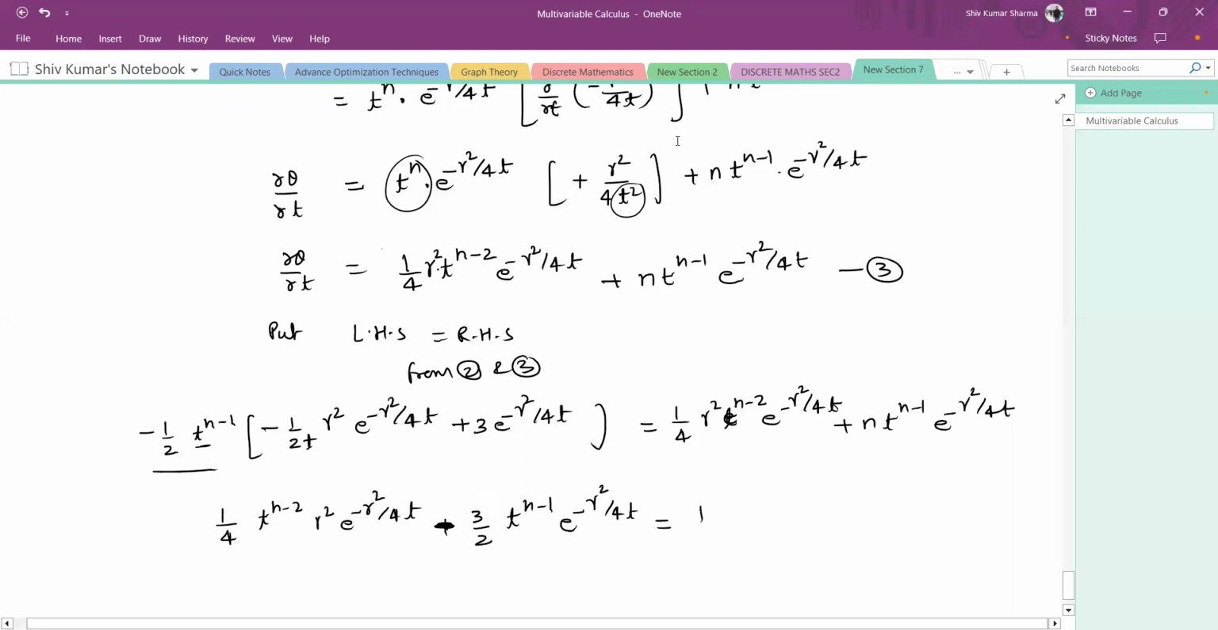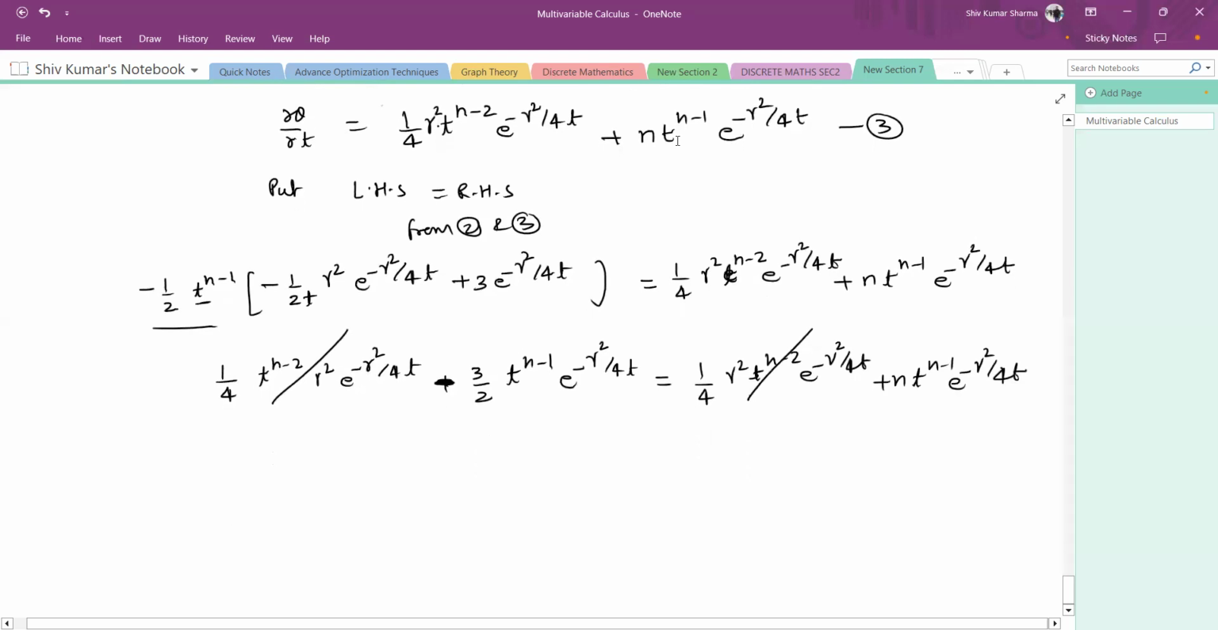So this equals 1 by 4 r square t raised to the power n minus 1 e raised to the power minus r square upon 4t, plus n t raised to the power n minus 1 e raised to the power minus r square upon 4t. So this term will be cancelled by this term. So we have minus 3 by 2 t raised to the power n minus 1 e raised to the power minus r square upon 4t is equal to n t raised to the power n minus 1 e raised to the power minus r square upon 4t.